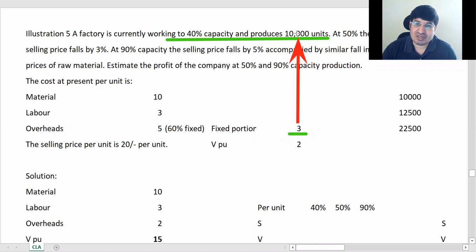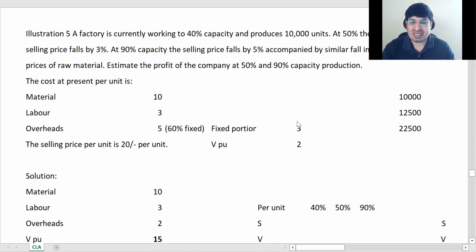Total fixed cost, sorry. Okay. And this is one thing. And second thing is, I told you that for 40% capacity, you have 10,000. For 50%, how will you find out? 10,000 into 50 upon 40. If I do 10,000 into 50 upon 40, I am getting 12,500. For 90, similarly, it will be 10,000 into 90 upon 40.